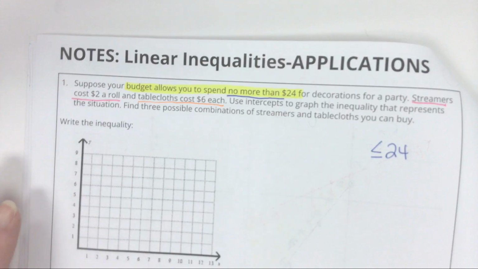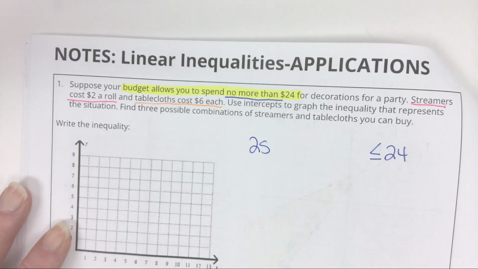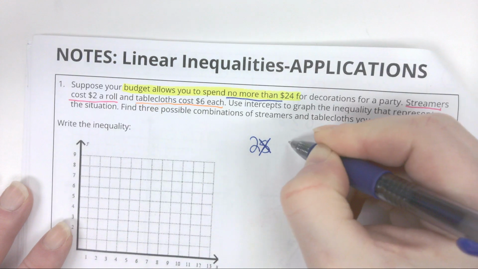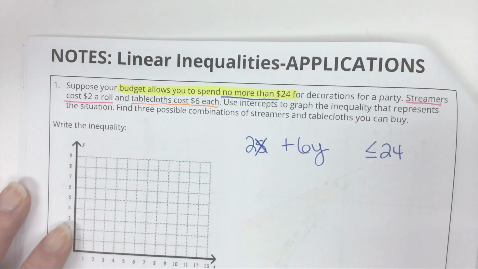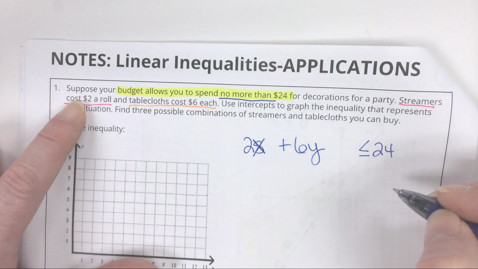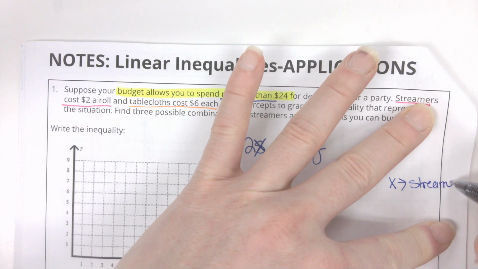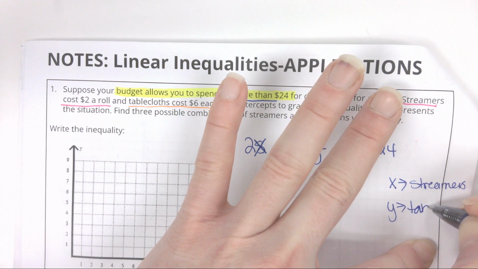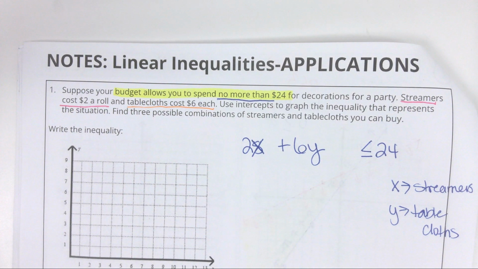Allison? Oh, did you say X and Y? Yeah. Okay. She said 2X plus 6Y is less than or equal to 24. And I think if you did that, X would be the rolls of streamers, and Y would be rolls of tablecloths. Okay. So this will be my one that I graph.